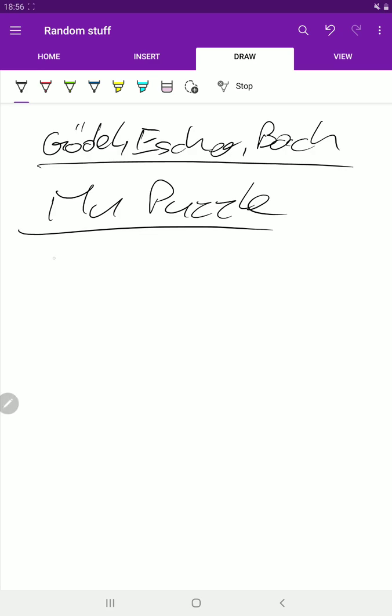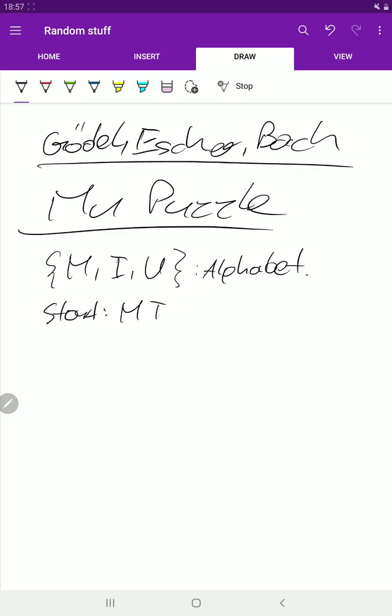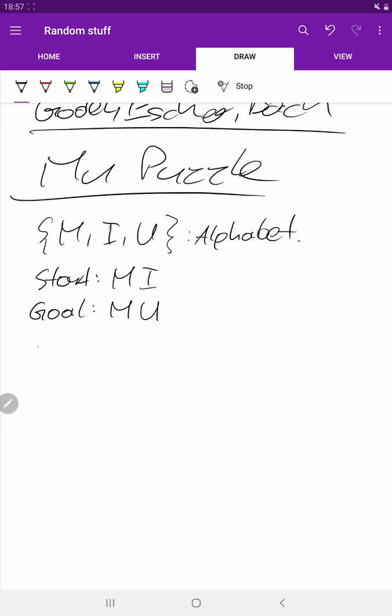So suppose we have an alphabet consisting of M, I, and U. So this is our alphabet. Now we are allowed to produce words by the following rules. As a start string, we have given MI, and now we have certain rules, and the goal is to use these rules to get the string MU. Okay, so let's write down the rules.